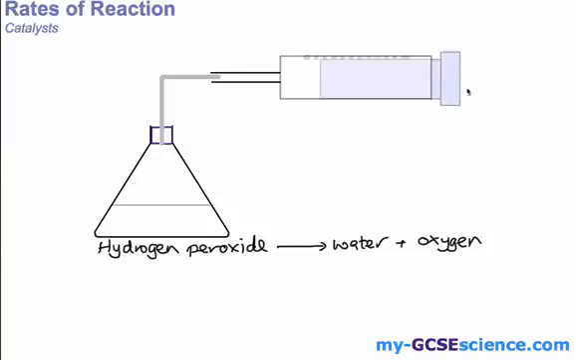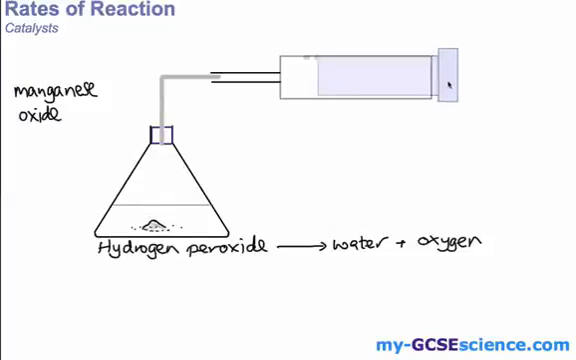Now, what you can do is you can introduce another substance into this reaction, and that's something called manganese oxide. Manganese oxide is like a black powder, and if you add that to the reaction, what happens is the oxygen is produced much more rapidly. So within seconds you would see this syringe filling up with oxygen until all the hydrogen peroxide had reacted and broken down.